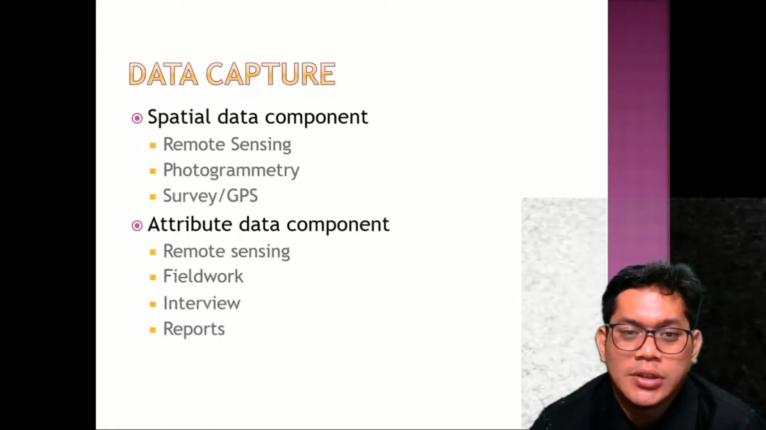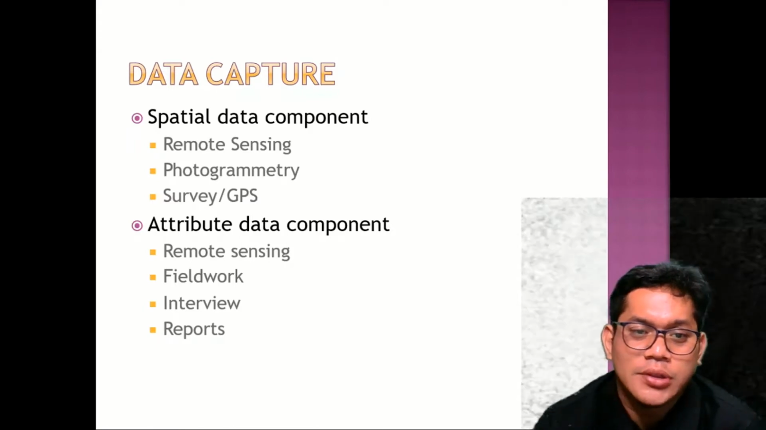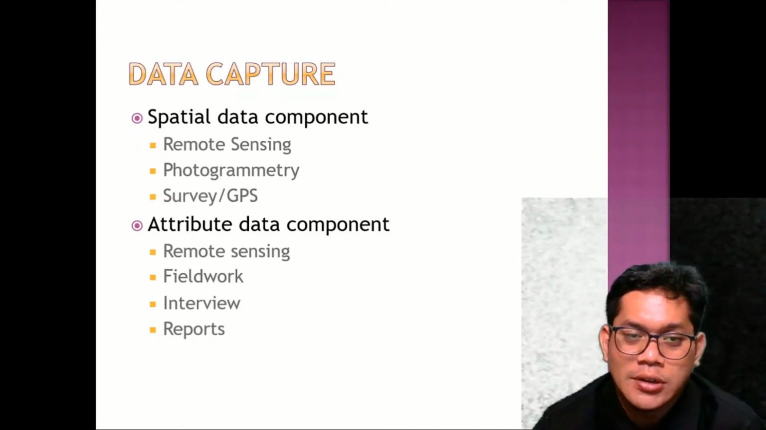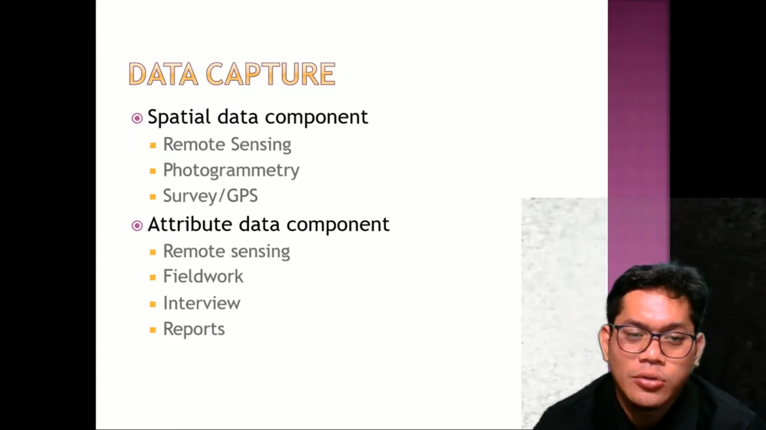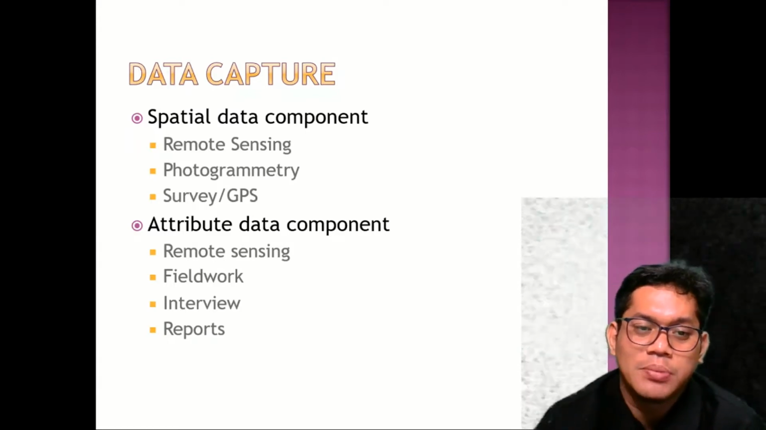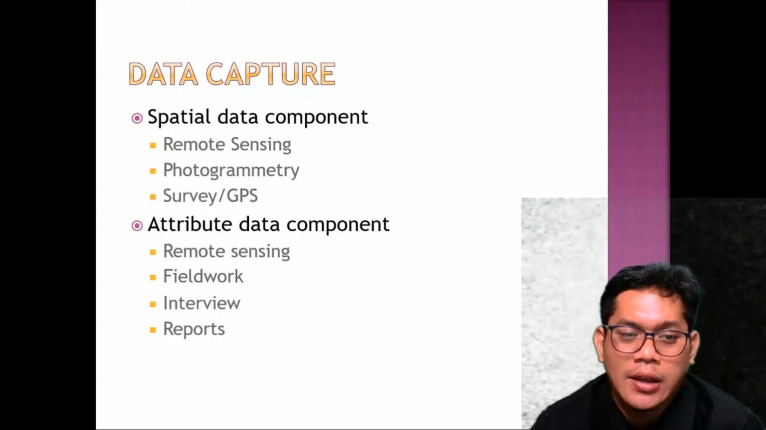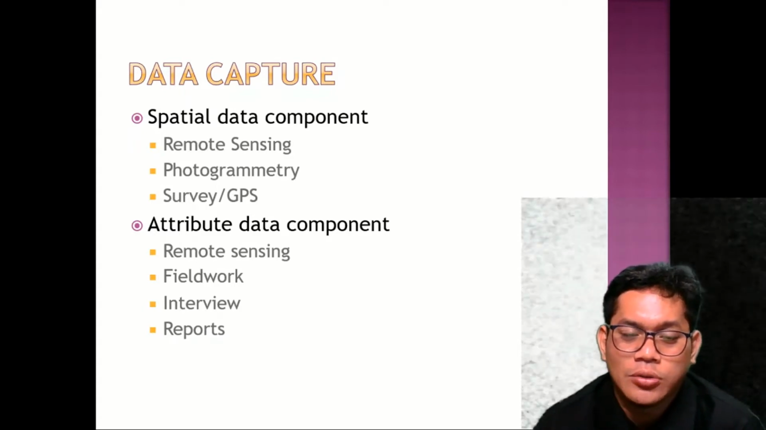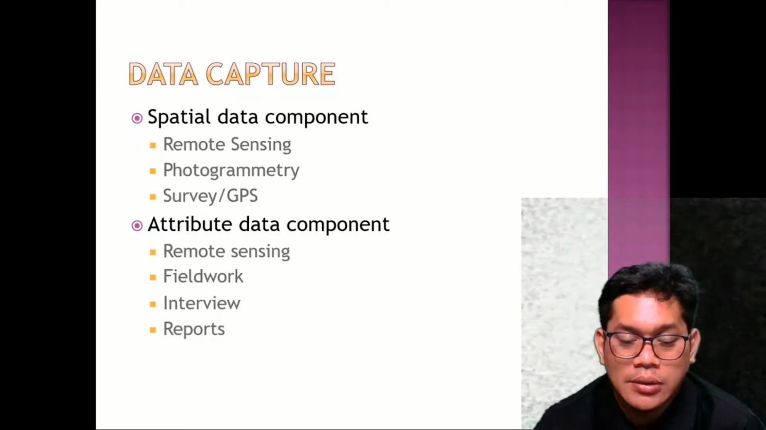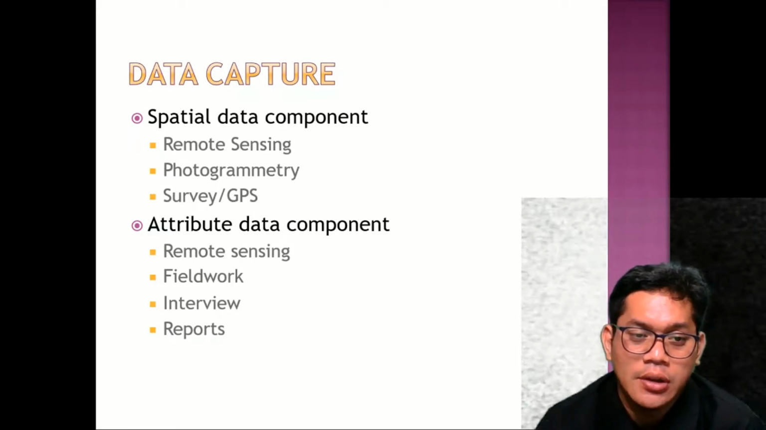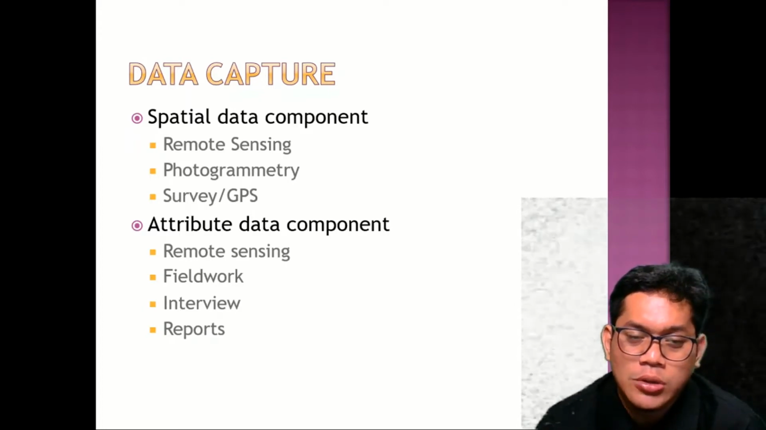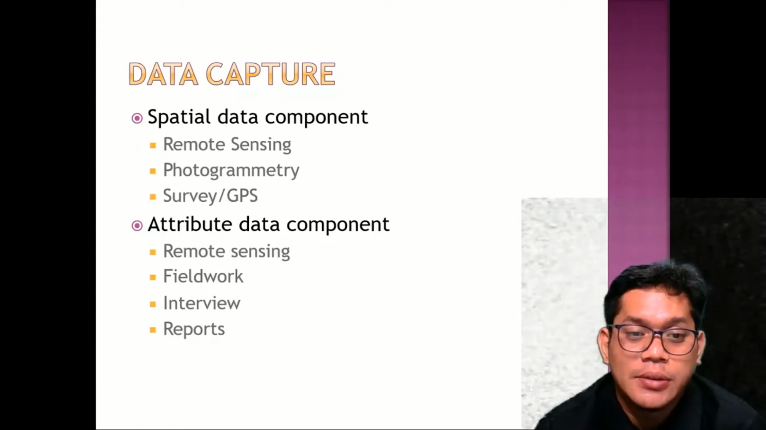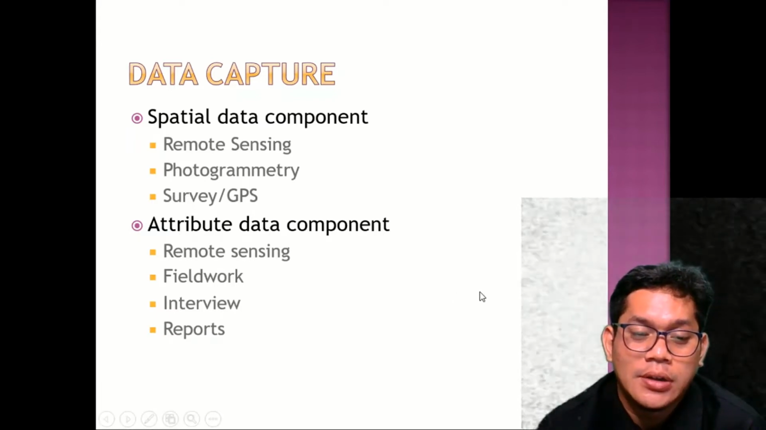In the spatial data component, we have remote sensing systems to collect the data. You use photogrammetry, drones, and more, or you use a normal survey using GPS to pinpoint the location. For the attribute data component, you use remote sensing analysis, go for fieldwork to collect the data, do interviews, or use reports available from the authorities.